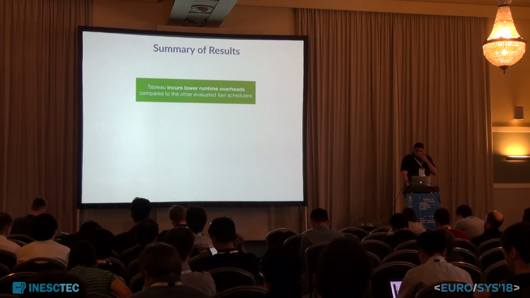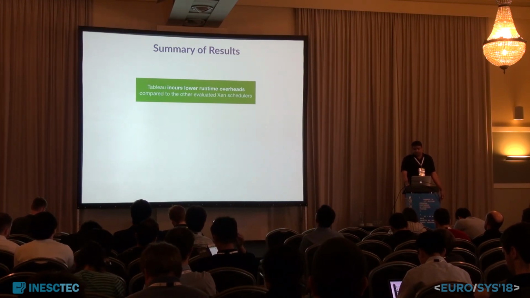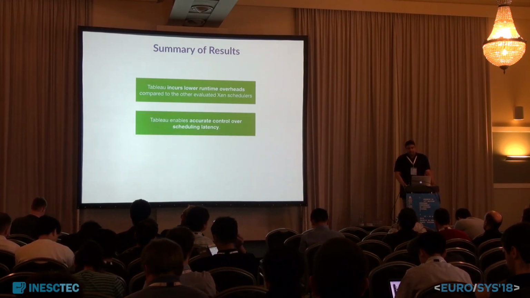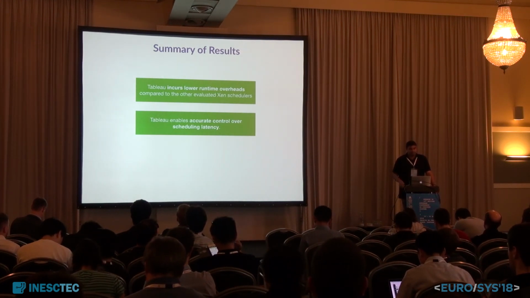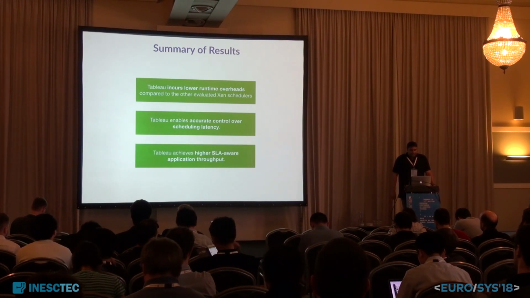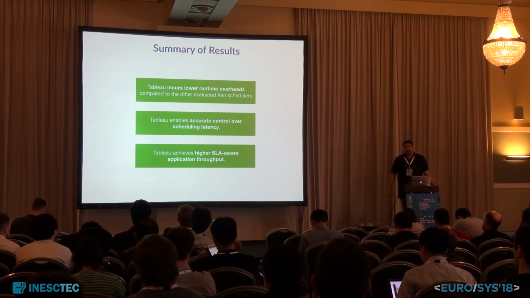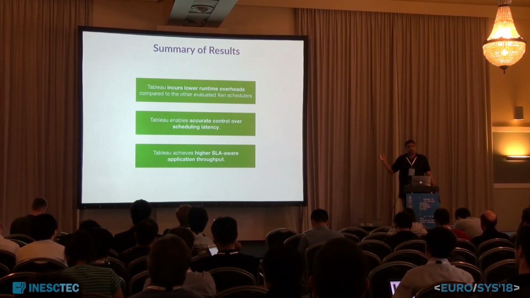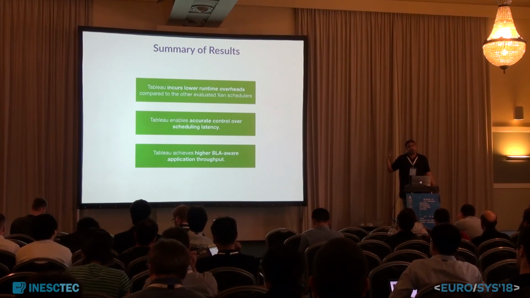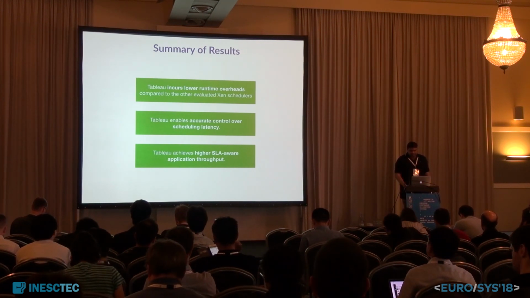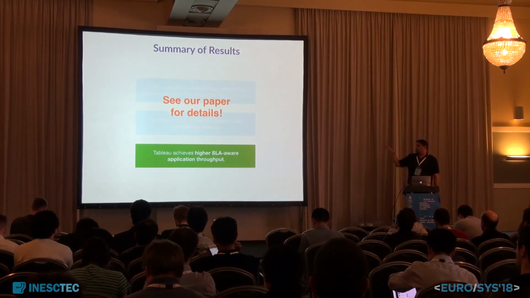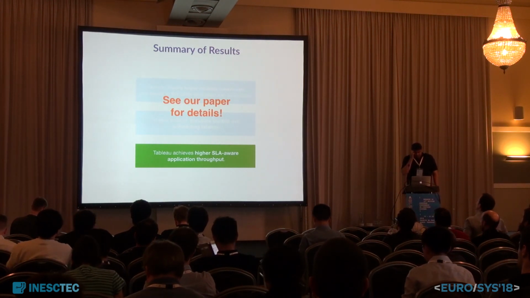So in the paper, we show that Tableau incurs lower runtime overheads than the other schedulers we evaluated. This is not surprising. It's just a table lookup at runtime. It also enables much more accurate control over scheduling latency. Again, not surprising. It's based on hard real-time scheduling theory. And I'm going to talk about the third one, which is that Tableau achieves higher SLA-aware application throughput. Again, SLA-aware application throughput being the maximum throughput you can achieve given a bound on tail latency. So you can see the paper for details on the first two. I will talk about the third.